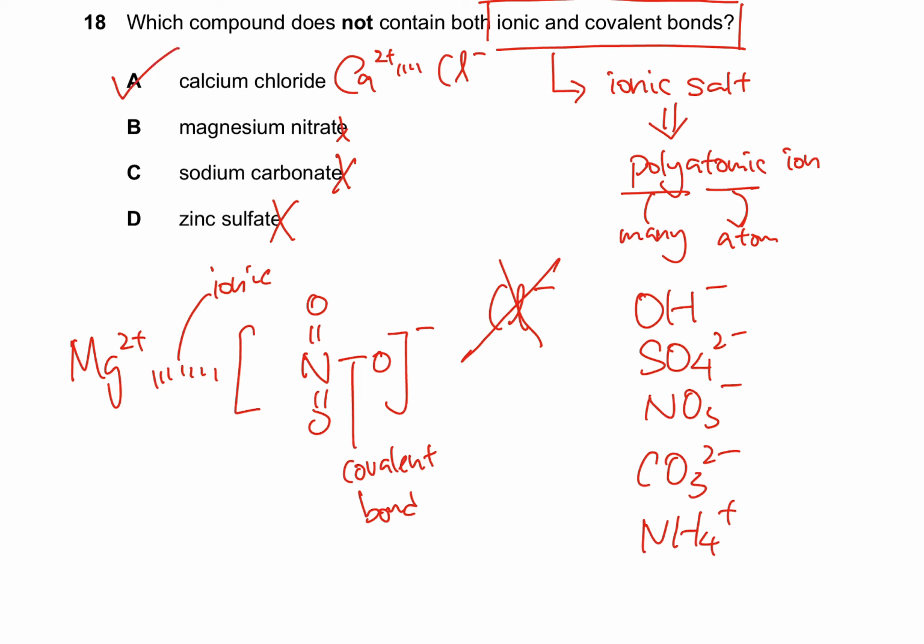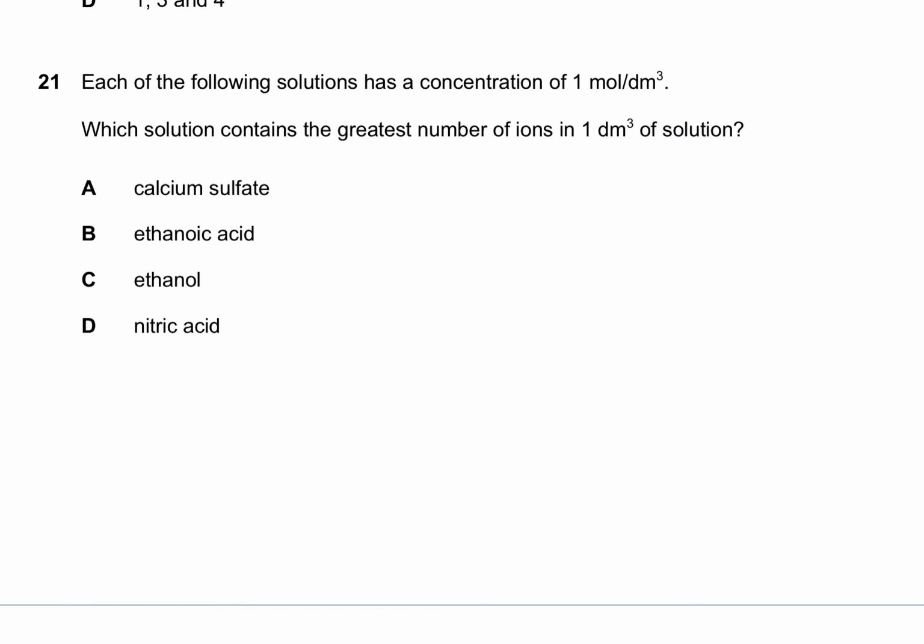Okay, next we have question number 21. Which of the following solutions has a concentration of 1 mole per dm cube? So this actually has multiple chapters in it. Firstly, it has things on chemical bonding, because we know that ionic compounds contain ions. So only ionic compounds contain ions.